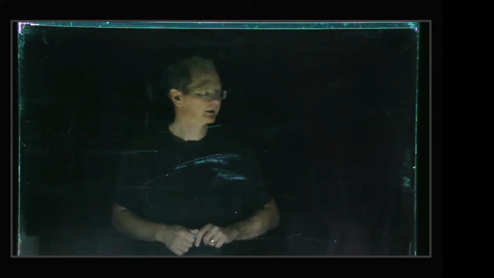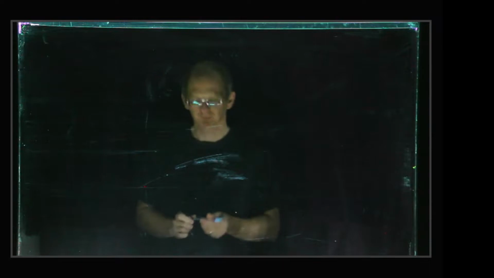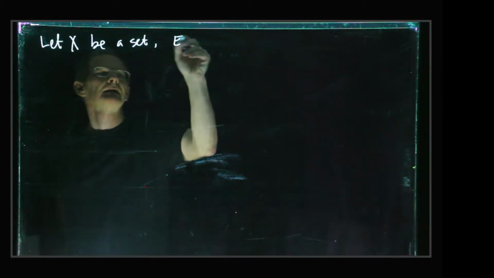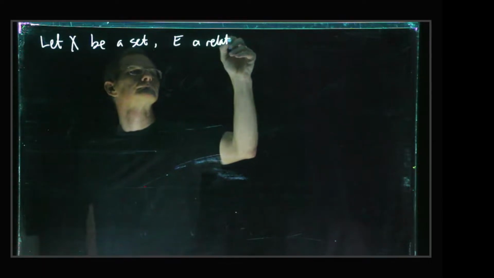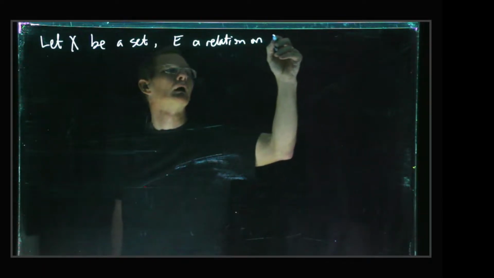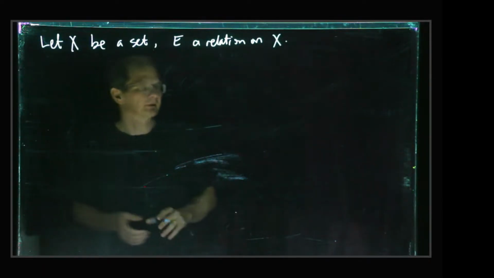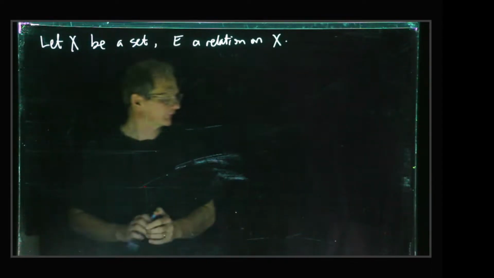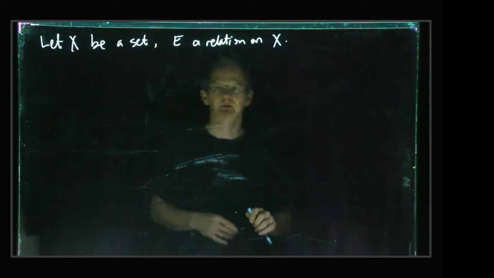So the next thing we're going to need is some reminders about equivalence relations and quotient sets. So let X be a set and E a relation on X. Okay, so we've got these statements xEy, which are defined for every pair of elements x and y, and they might be true or might not be true.